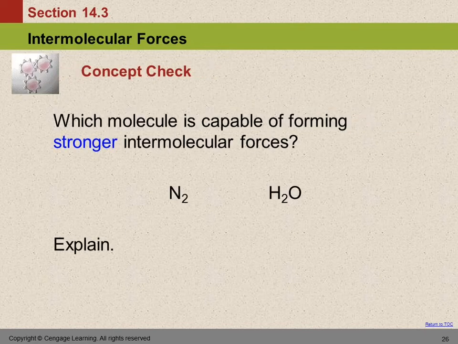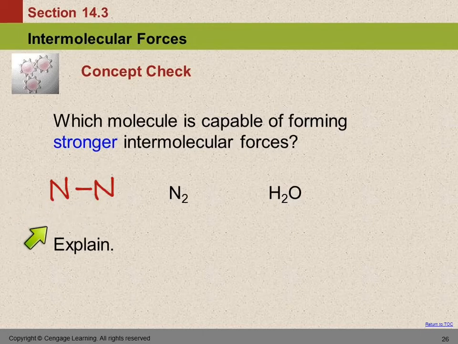Okay, so which molecule is capable of forming stronger intermolecular forces? N2 or H2O? Well, let's look at N2. What kind of a molecule is this? Does it have a positive and a negative end? Is it polar? Is there any difference between this nitrogen atom and that nitrogen atom? They're the same, right? So this is a nonpolar molecule.